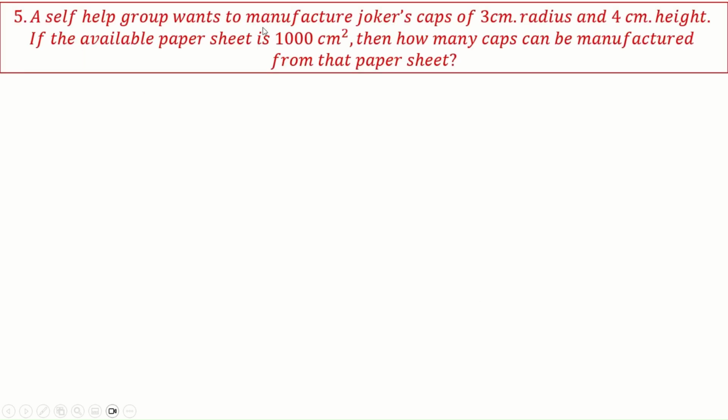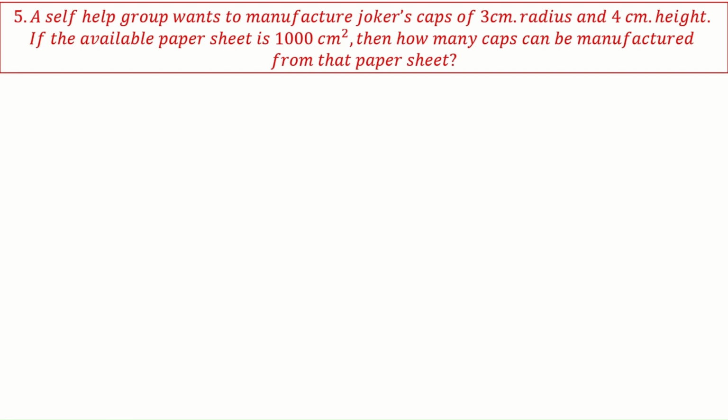A self-help group wants to manufacture Joker caps of 3 centimeters radius and 4 centimeters height. We have seen a similar problem before. If the available paper sheet is 1000 centimeters square, how many caps can be manufactured from the paper sheet? Okay, it's a Joker cap. A cap is always open at the bottom, right? It's a cone shape, but the cone is open.